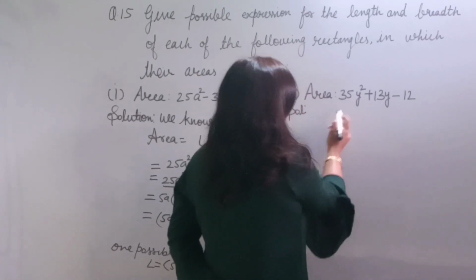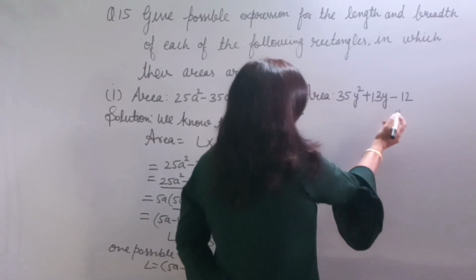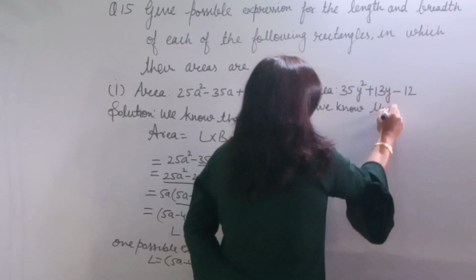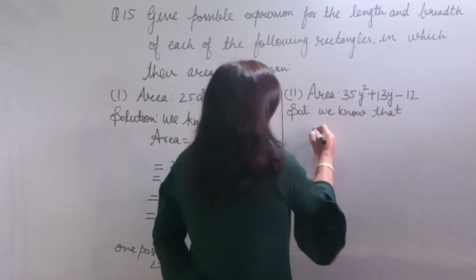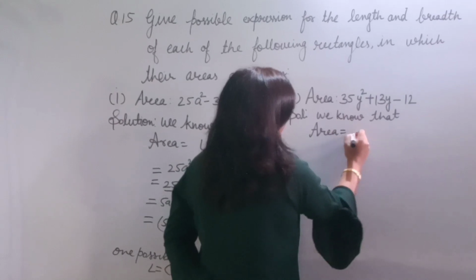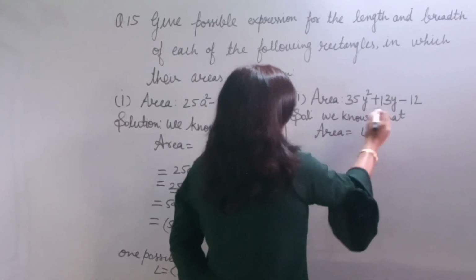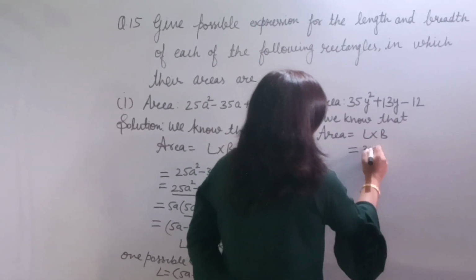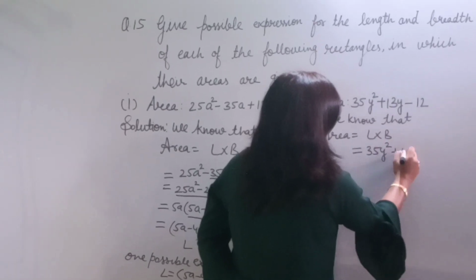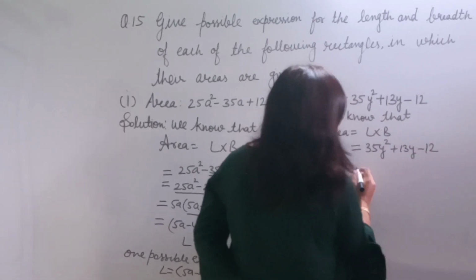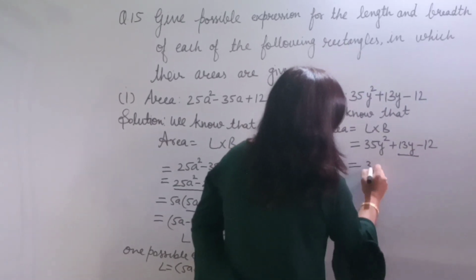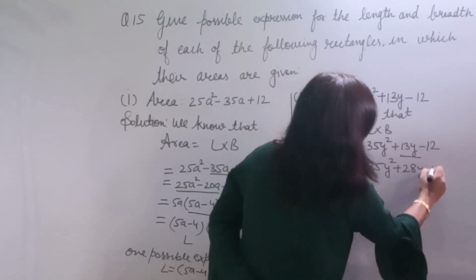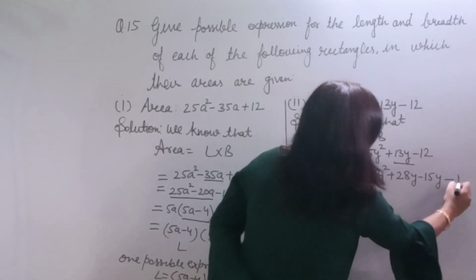In this we have been given the area 35y square plus 13y minus 12. So we know that area is equal to length into breadth. And we have been given this expression. First we have to convert this expression into the form of length into breadth. 35y square plus 13y minus 12. First we will break it: 35y square plus 28y minus 15y minus 12.